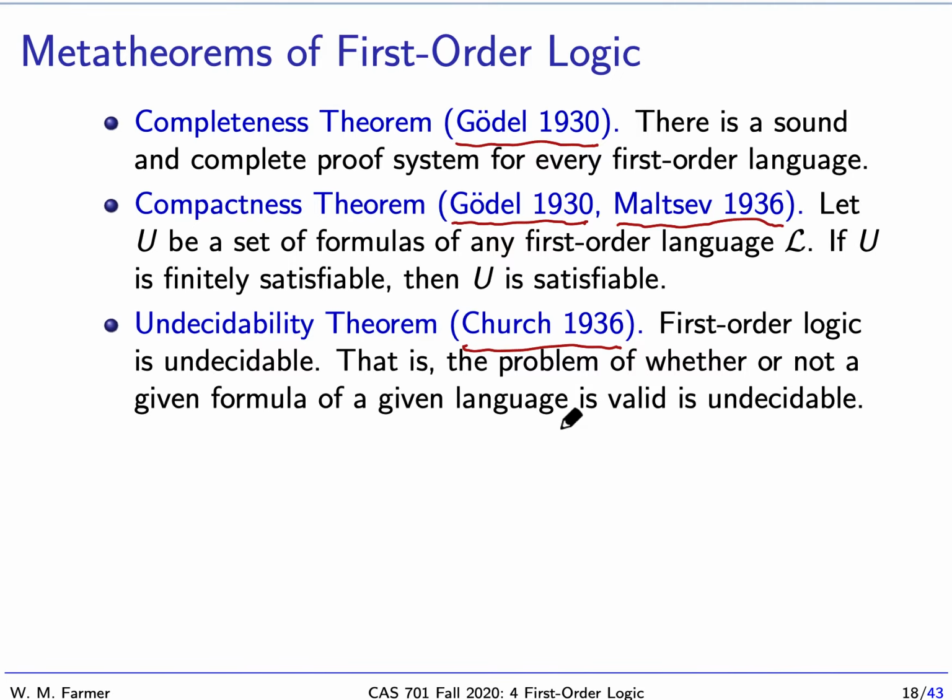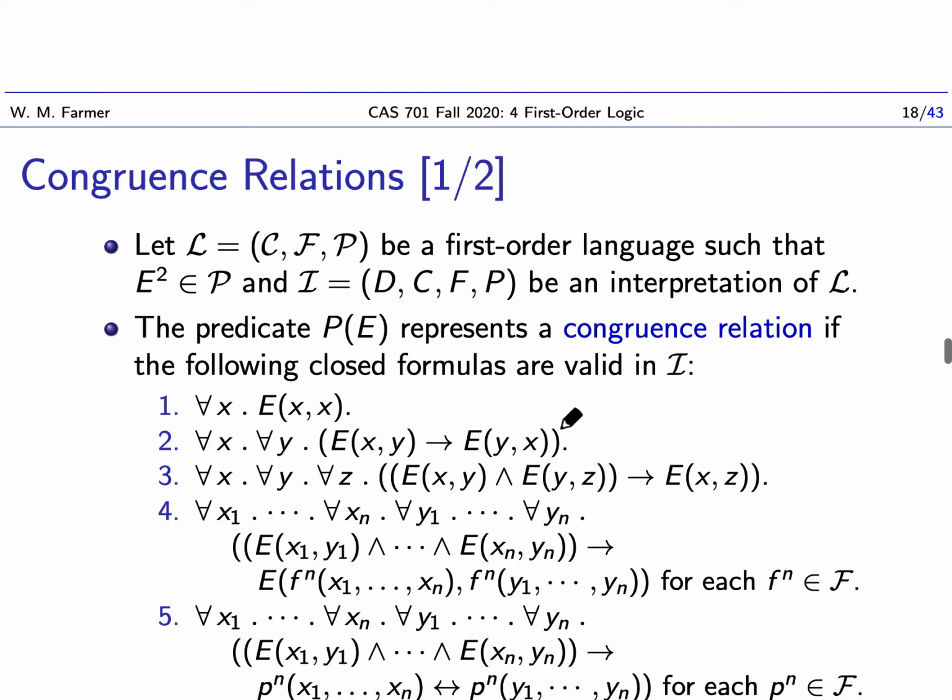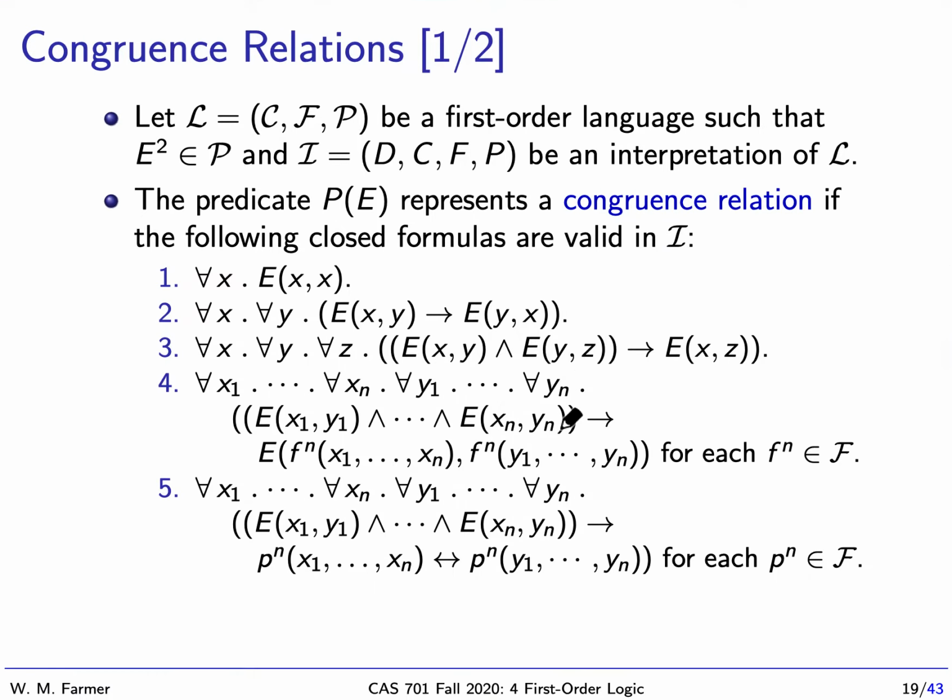Okay. Now the last thing I want to do today is to talk about congruence relations. This is a rather technical subject, but we're going to need it later. So let's say L is a first-order language, and as a predicate we have E, and this is a binary predicate.